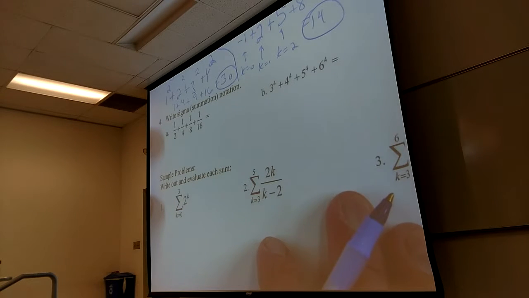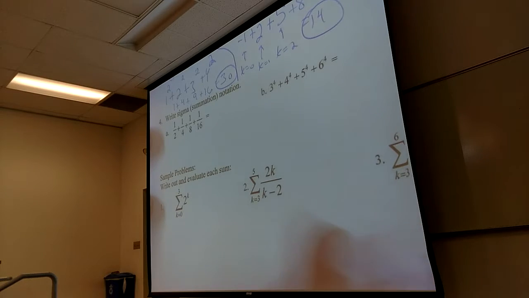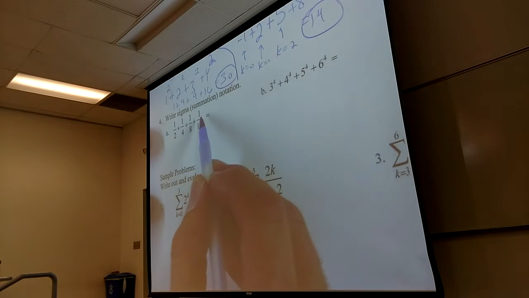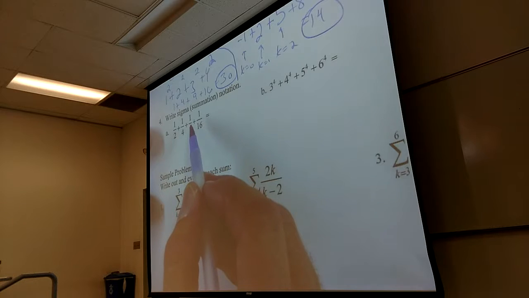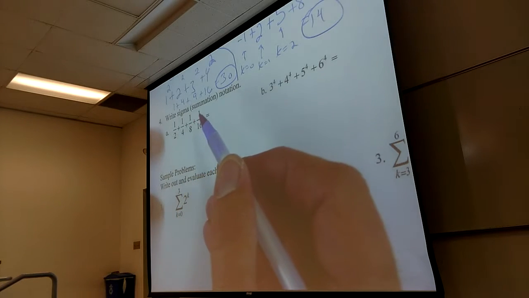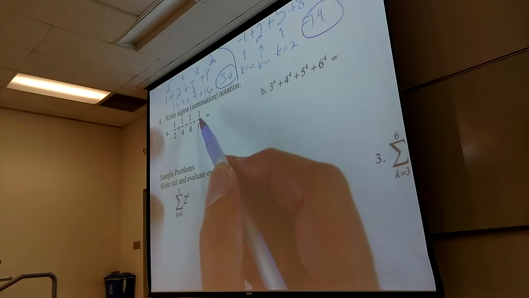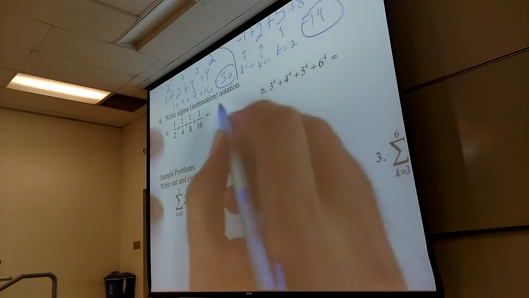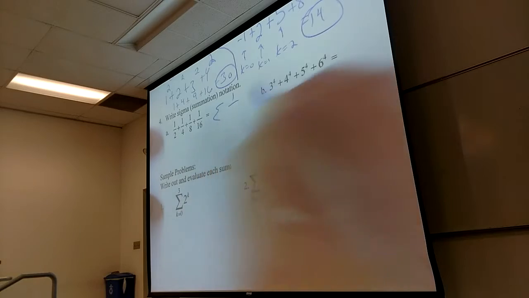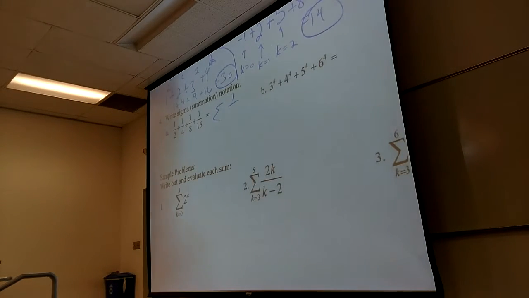So what you're looking for is the pattern. Can anybody see it? Now, the top pattern is easy. The top pattern is, it's always 1. The top is always 1. You guys with me? So I know this is going to be the sum of 1 over something. I mean, it's always 1.